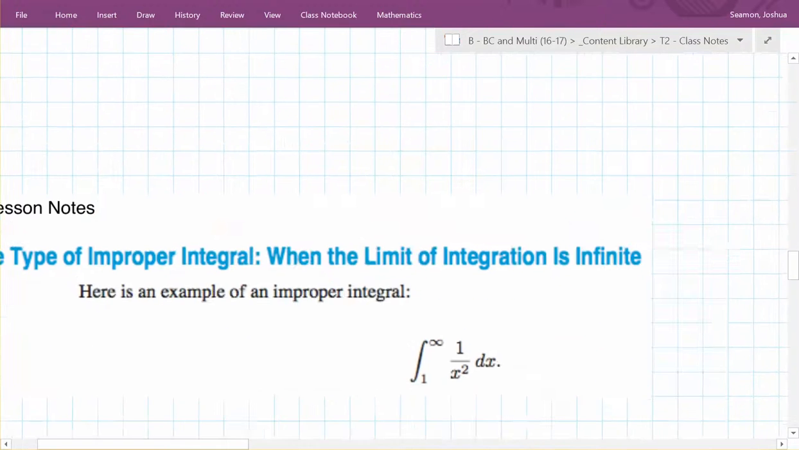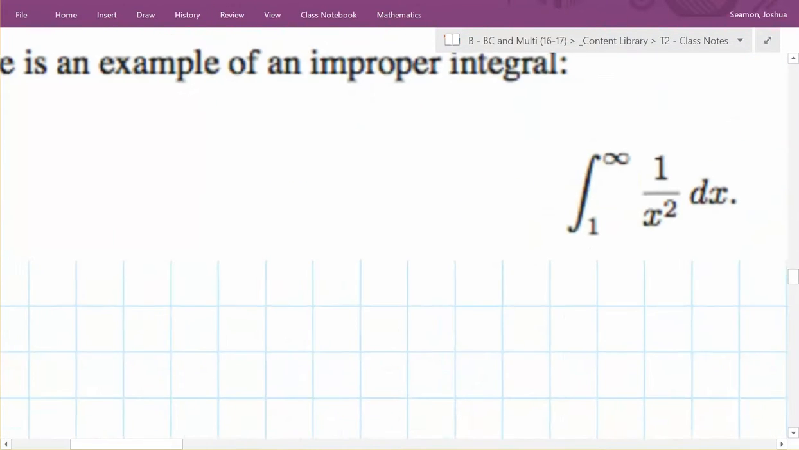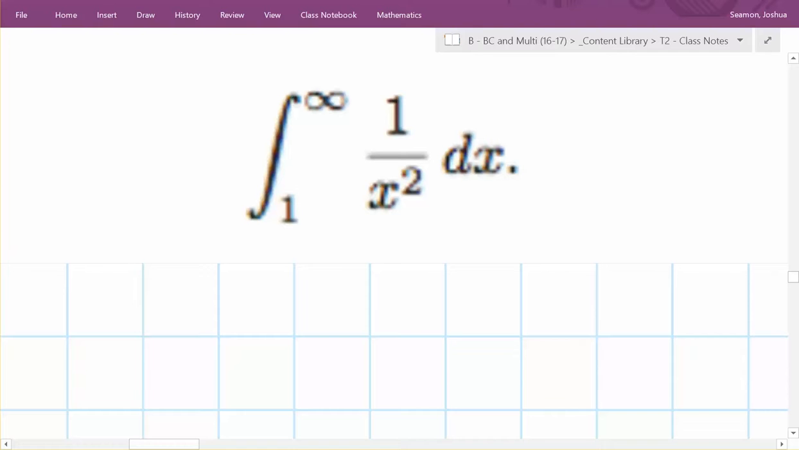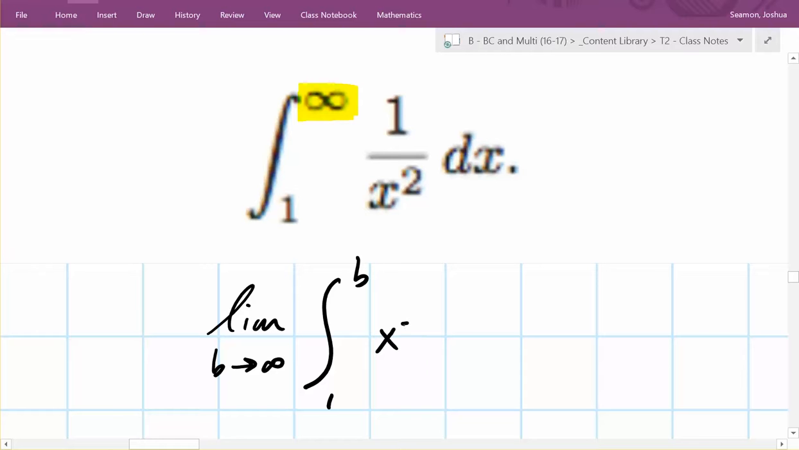Different reasons. Here's one of them. What specifically about this integral makes it improper? The infinity, right? So how do we set it up? We set it up as a limit. So we say limit, b to infinity of the integral from 1 to b of x to the negative 2 dx. Solve that for me.